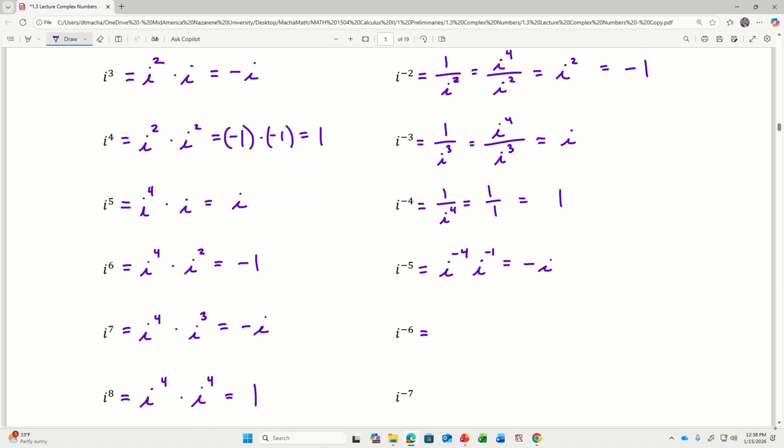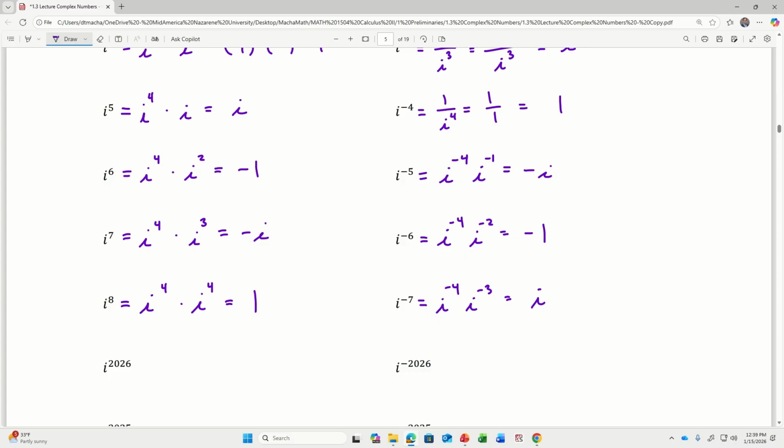And then whenever I see i to the negative 6, I think i to the negative 4 power times i to the negative 2 power, which is 1 times i to the negative 2 power, which is -1. i to the negative 7 would be i to the negative 4 times i to the negative 3, which is 1 times i. And then i to the negative 8 power would be 1.